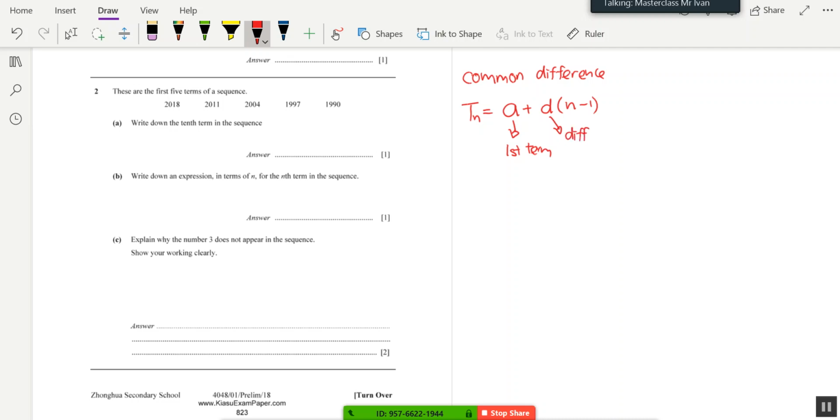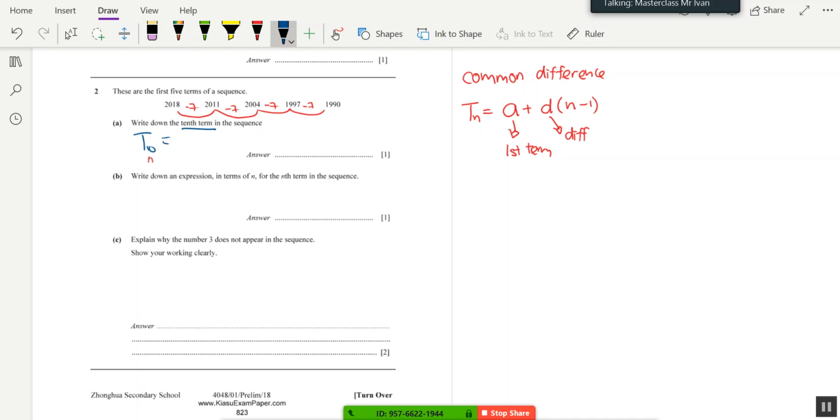Okay, so I know that 2018 to 2011 is minus 7. Here to here, minus 7. Here to here, minus 7. Here to here, minus 7. So I know that I put this in my T10. 10th term means T10. T10 means your n is equal to 10.